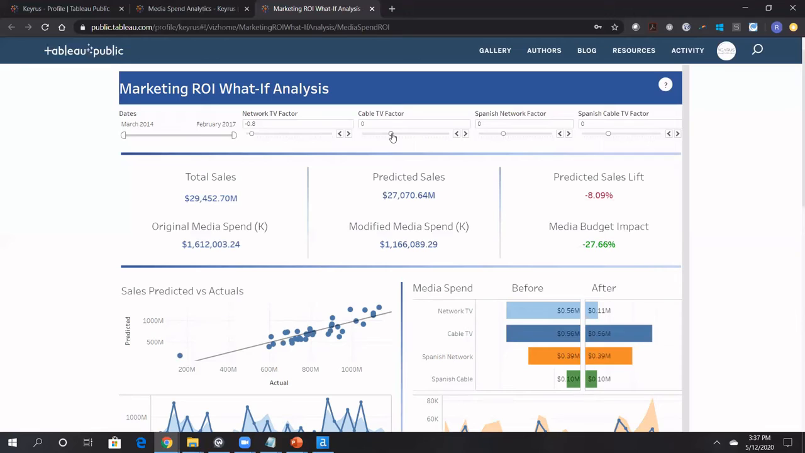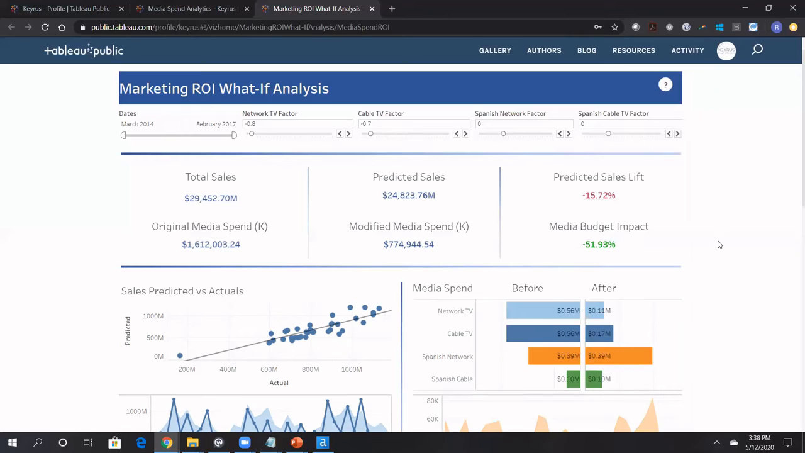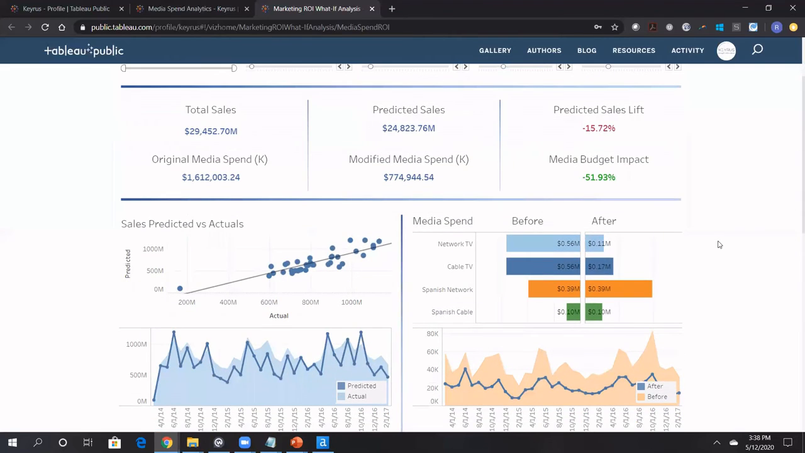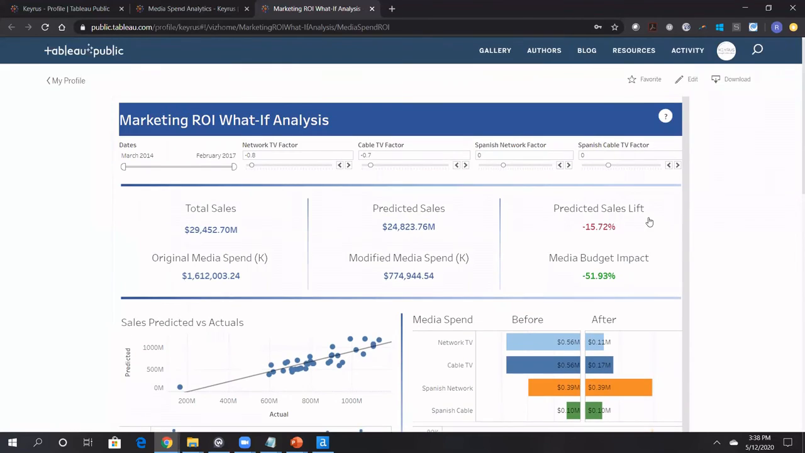That's fine. Let's take a little bit more out from cable TV as well, right? And I'm just making it worse. And now I'm down 15% in sales, and I've spent basically only half of my budget. But what I know is that there's more efficient channels to spend in, right? You can see it here, the before and after picture. I can spend a little bit more on these Spanish networks, Spanish cable channels. I could start to ramp these up.